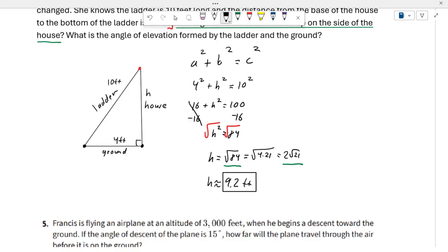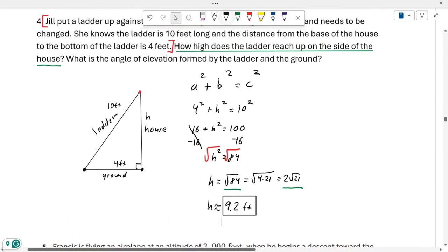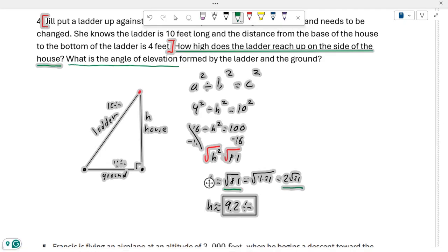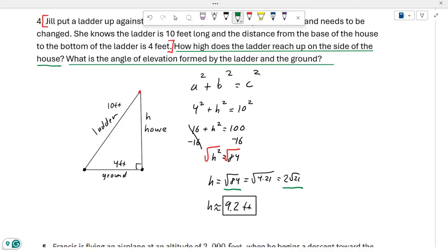All right, we are not done. Please don't make the mistake of forgetting that there was a second question that was asked. The second question is, what is the angle of elevation formed by the ladder and the ground? Well, they tell you that we're looking for the angle that is between the ladder and the ground.